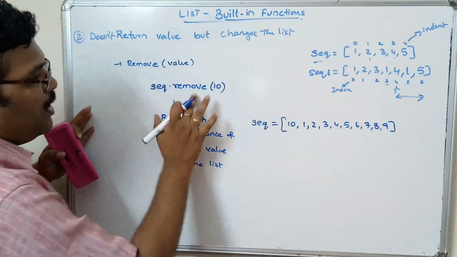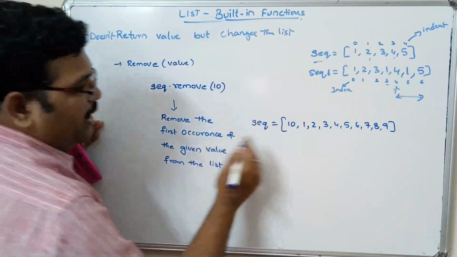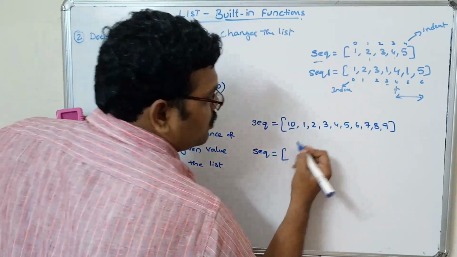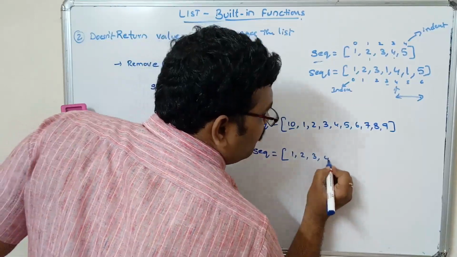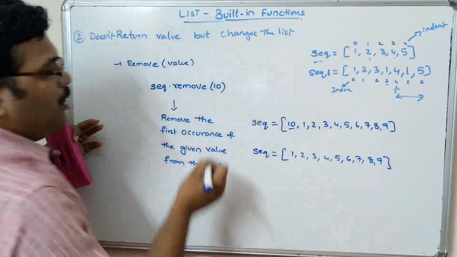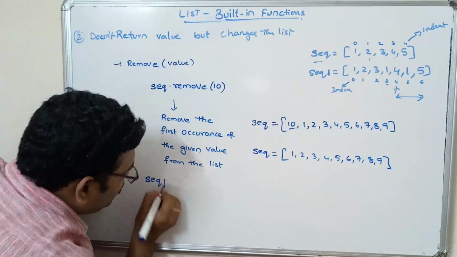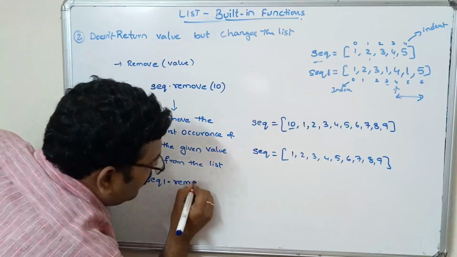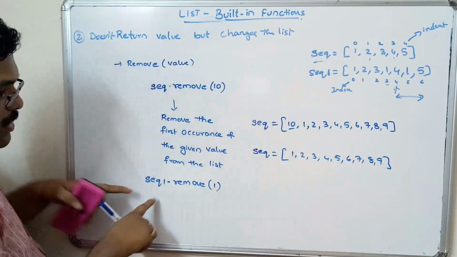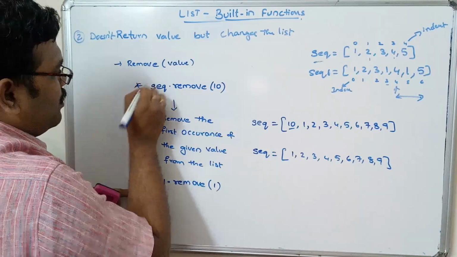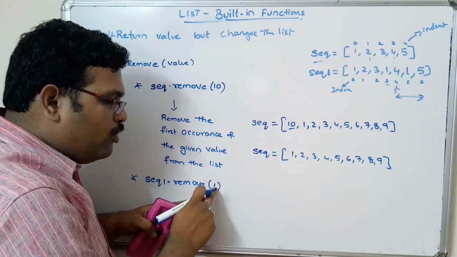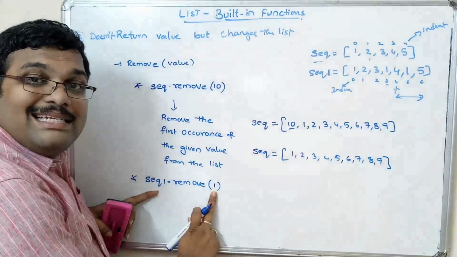So see, if you execute this statement, automatically the result will be sequence is equal to 10 will be removed. So 1, 2, 3, 4, 5, 6, 7, 8 and 9. Now second case, sequence 1 dot remove 1. So here in this, so two examples. Here we are supposed to remove the value 1 from the list sequence 1.